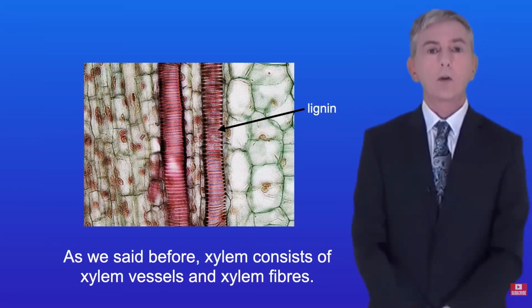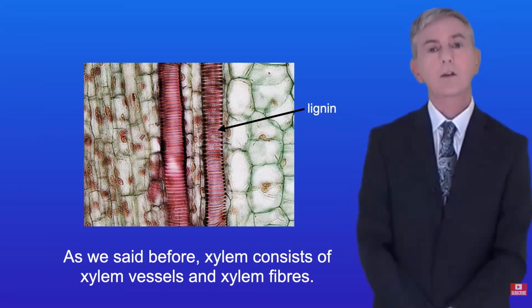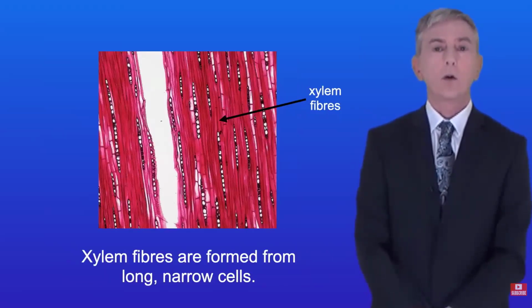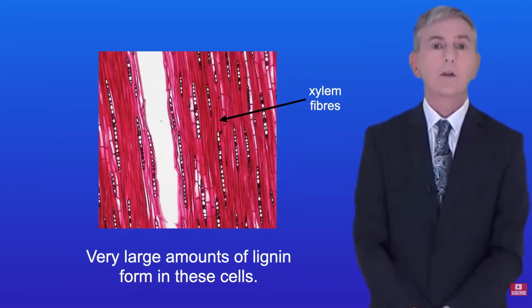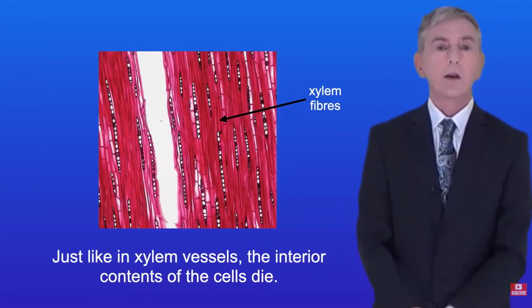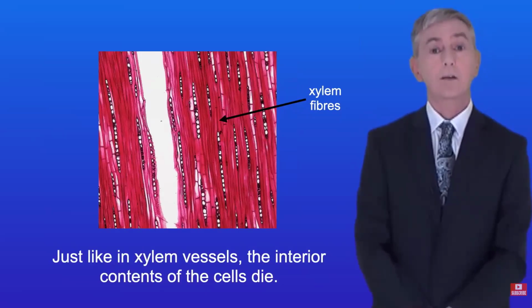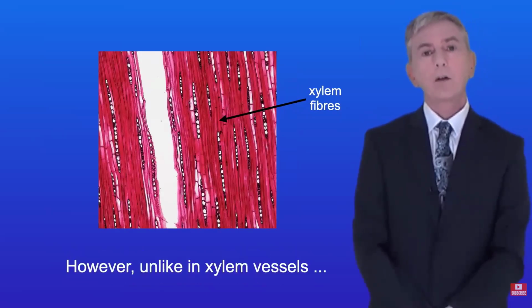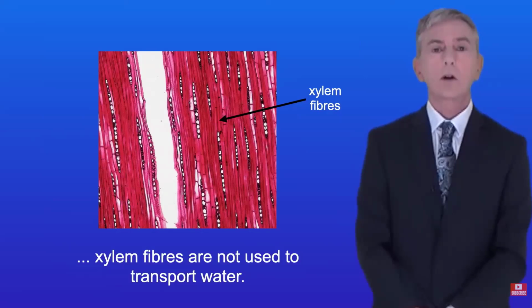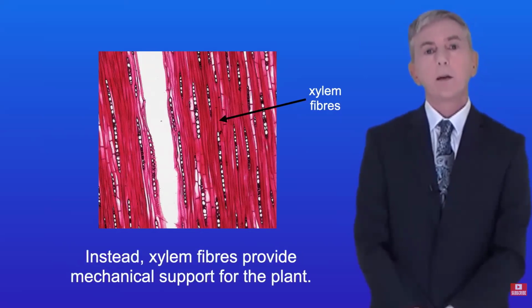Now, as we said before, xylem consists of xylem vessels and xylem fibers. Xylem fibers are formed from long, narrow cells. Very large amounts of lignin form in these cells, and just like in xylem vessels, the interior contents of the cells die. However, unlike in xylem vessels, xylem fibers are not used to transport water. Instead, xylem fibers provide mechanical support for the plant.